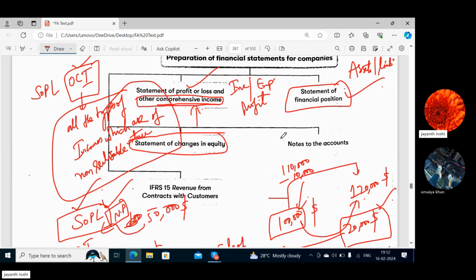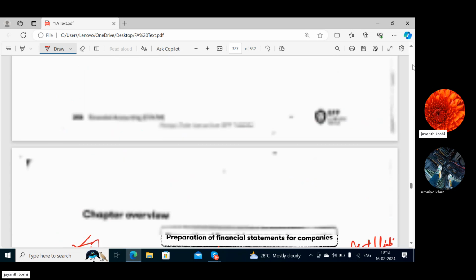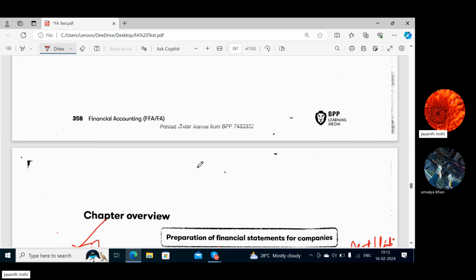This we will discuss. Notes to accounts is nothing but additional information about all the elements of financial statements. Let's say you have bought an asset, a property, land and building, for $100,000. You can show this on the face of the statement when you make a statement.